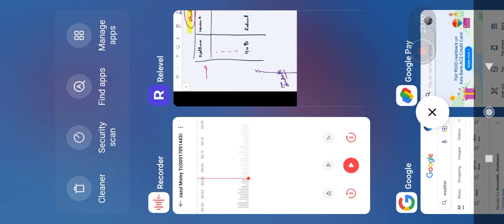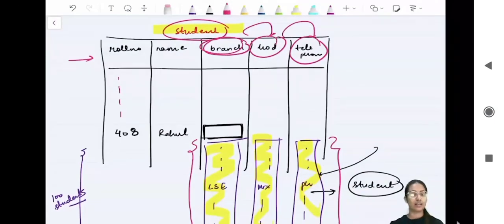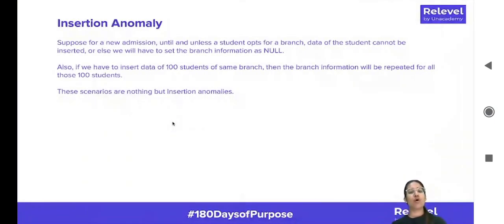of this again and again over here. Again, this is nothing but an example of insertion anomaly. Not only are you dependent on the branch or some other information until you make an entry for that student, you also have so much redundant data, the same data again and again, that you have to store. So whenever I have to make an entry, I will have to put the HOD name and telephone number also. That is nothing but what we call insertion anomaly.